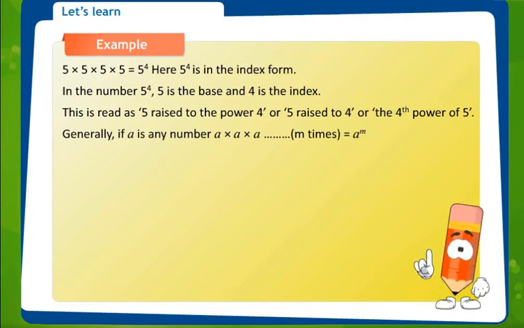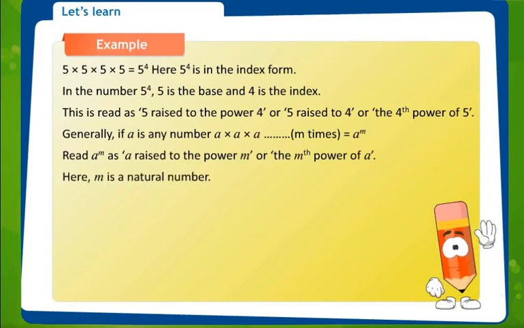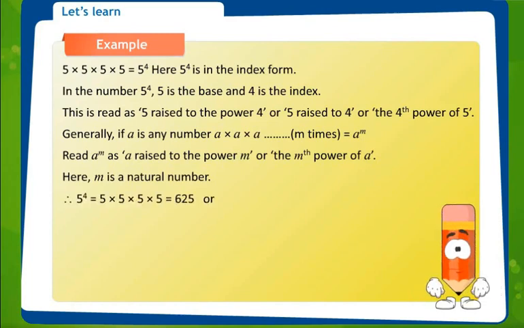Generally, if a is any number and a is multiplied m times, we write it as a raised to m. a is the base and m is the index, or we can call it the mth power of a, where a is any number and m is a natural number. Natural numbers begin from 1, 2, 3, 4.